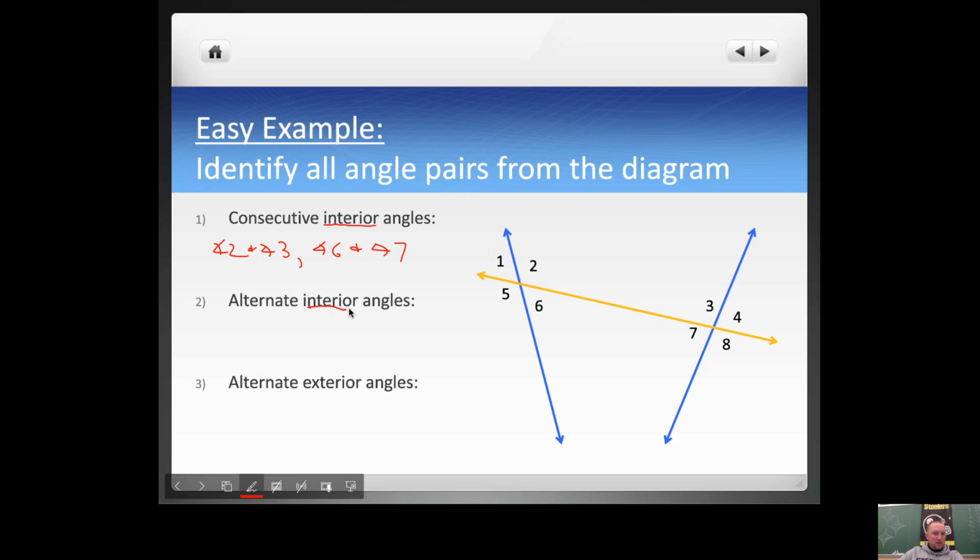Now, we're sticking with interior angles for this next one, except now we're switching to alternate. So we're still going with these same 4 angles, but now alternate means different sides of the transversal. So we're talking about angle 2 and angle 7. Also, angle 6 and angle 3. Number 3, alternate exterior. So now we're going to exterior angles. So we're talking about angle 1 and 5, angle 4 and 8. The alternate exteriors would be angle 1 and angle 8. Also, angle 4 and angle 5.